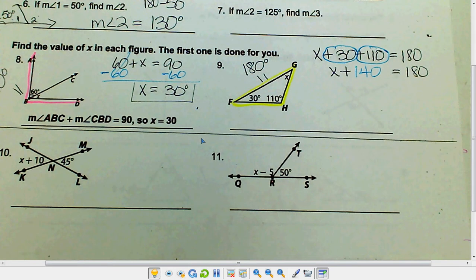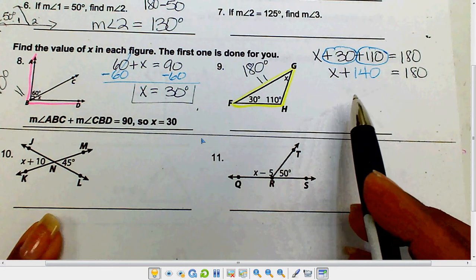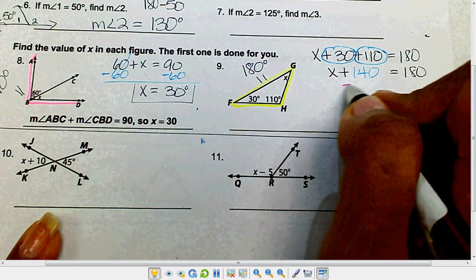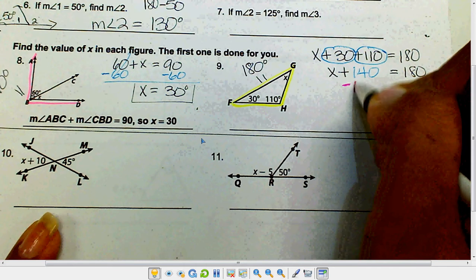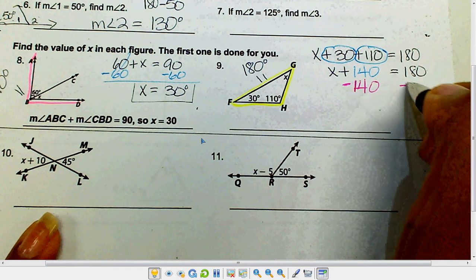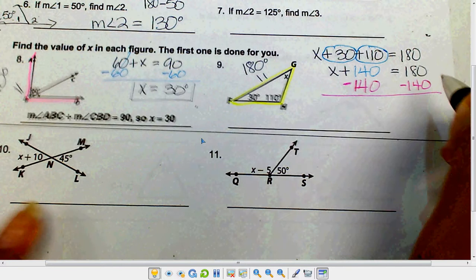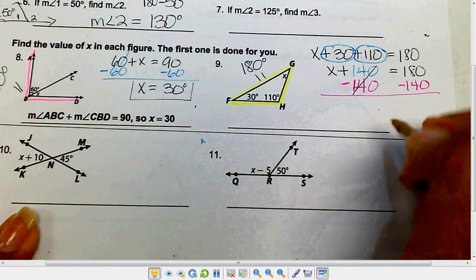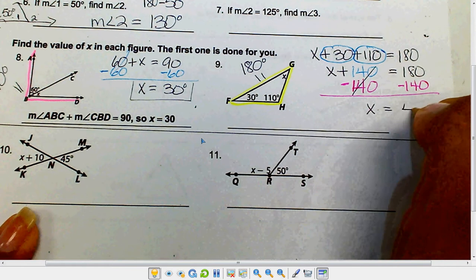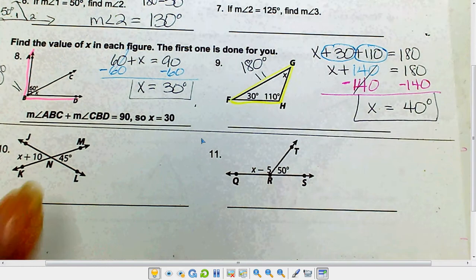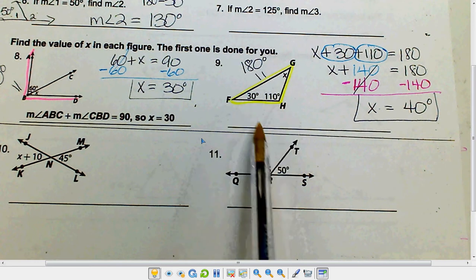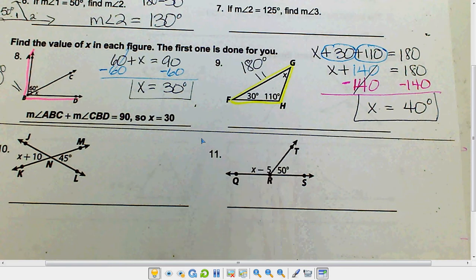Okay, now I know the next thing that I would be doing to try to get this variable isolated is to remove this 140. Since it has been added, I'm going to do its inverse, which is subtract. So I'm going to subtract 140 from both sides, because remember I was saying, whatever you do to one side, you do the same thing to the other side. So those cancel, and that leaves us with x equals 40 degrees. And if you were to plug in your 40 degrees for x, and add all these together, you would get 180 degrees for your sum total.